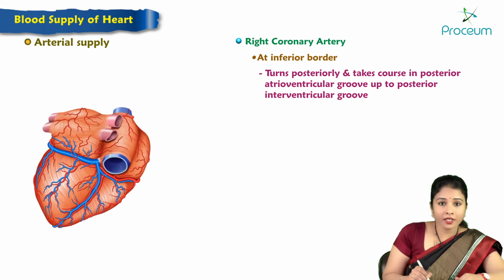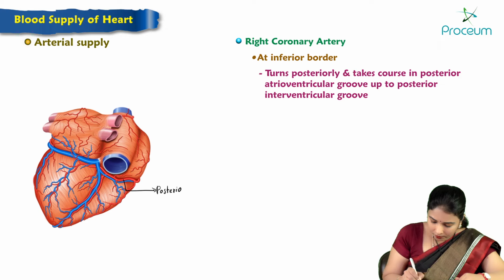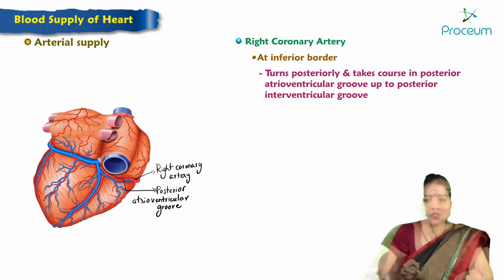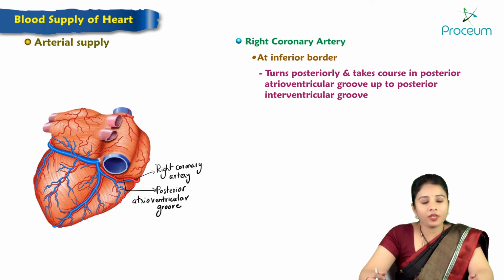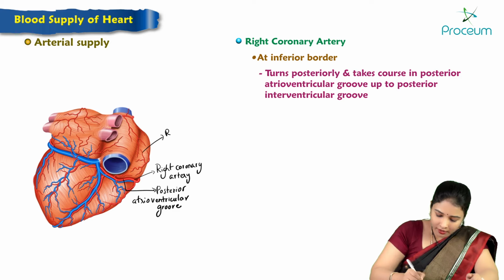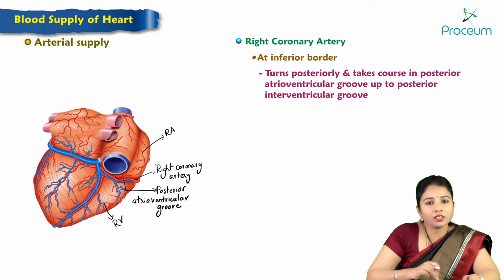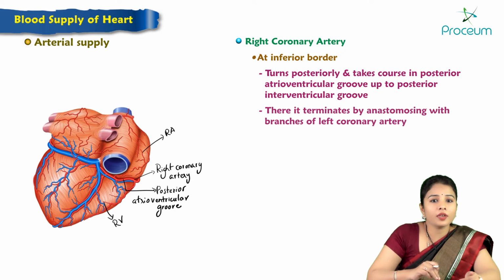After winding round the inferior border, we can see it in the posterior atrioventricular groove. This is the right coronary artery. It runs in the posterior atrioventricular groove. This is the right atrium. This is the right ventricle. After reaching the crux of the heart, it reaches up till the posterior interventricular groove, where it terminates by anastomosing with the left coronary artery.